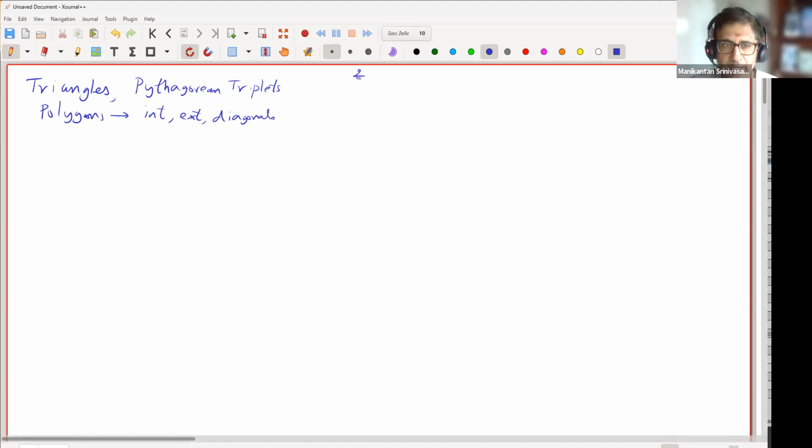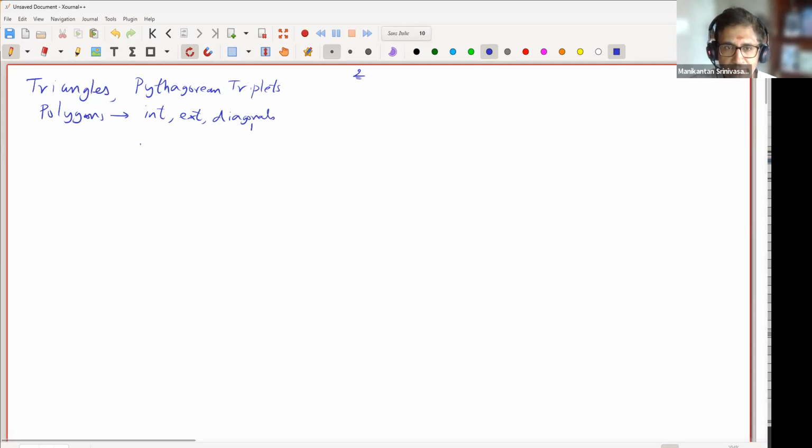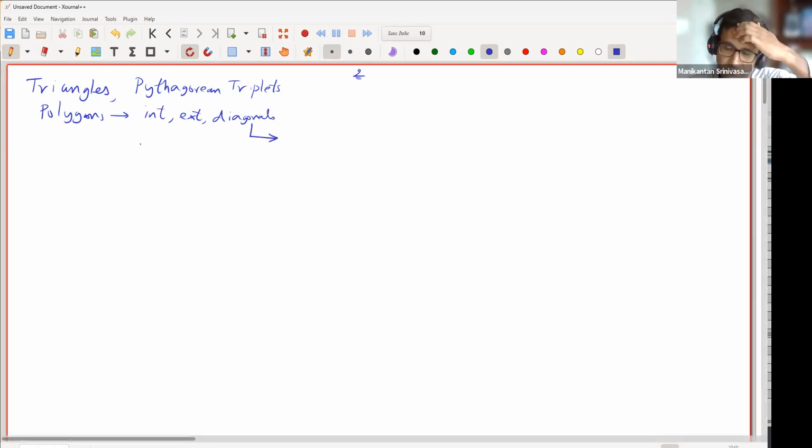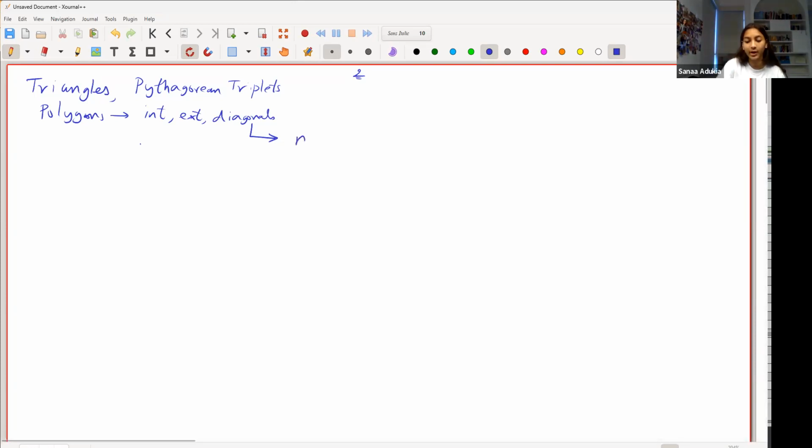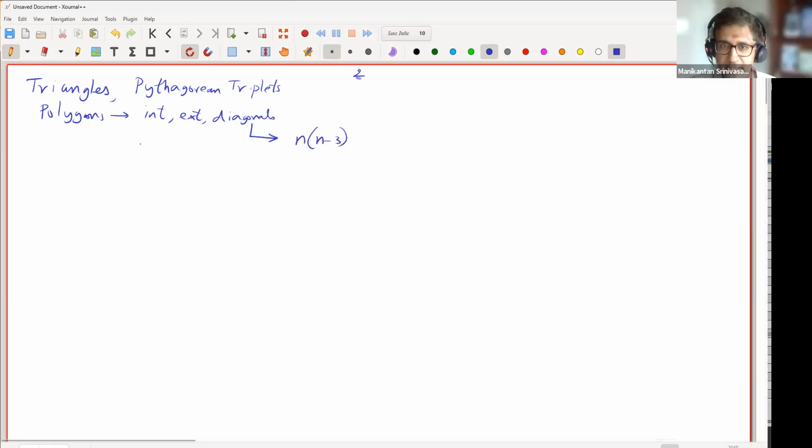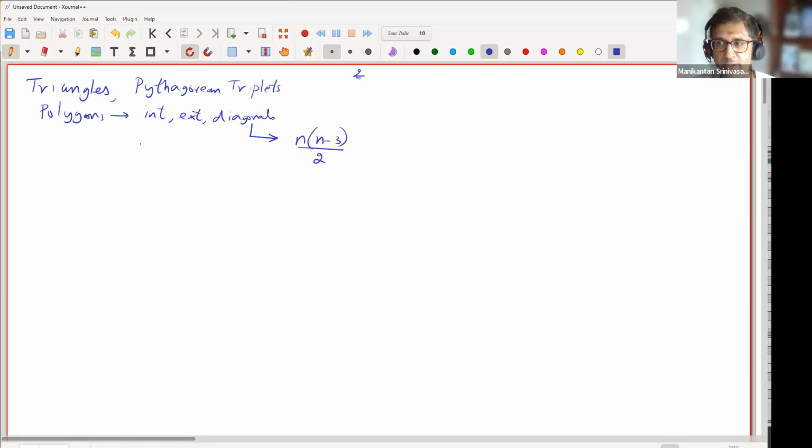If I recall, Neve, how many diagonals does an n-sided polygon have? Yeah, Neve. I'm not sure. Okay, which is good. If you're not sure, you should be able to derive it off the bat. Sana, can you help me? How many diagonals in an n-sided polygon? N multiplied by n minus 3 upon 2. Excellent. Can you explain how we got this expression, Sana?